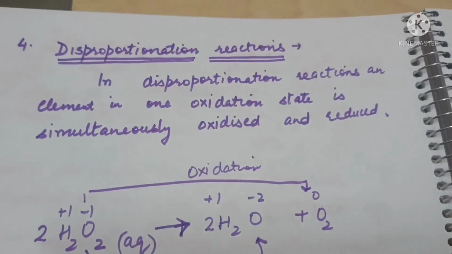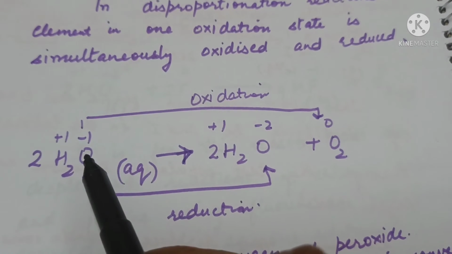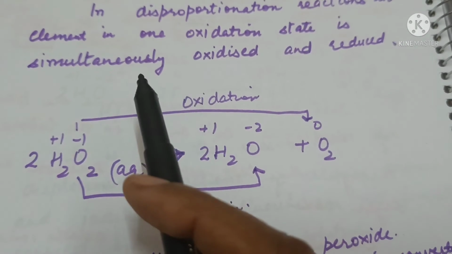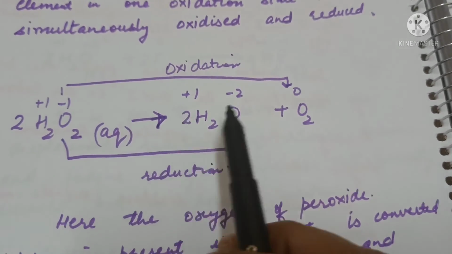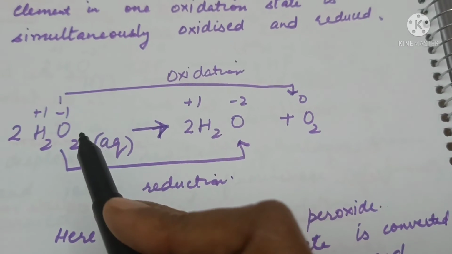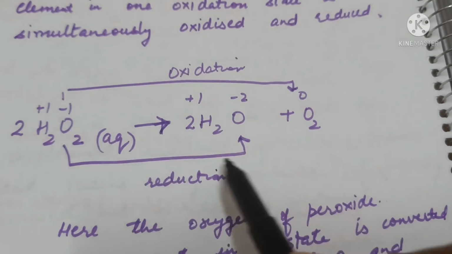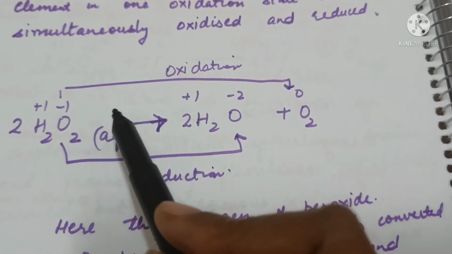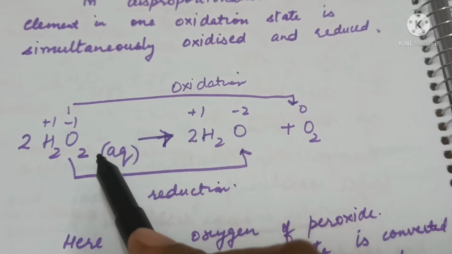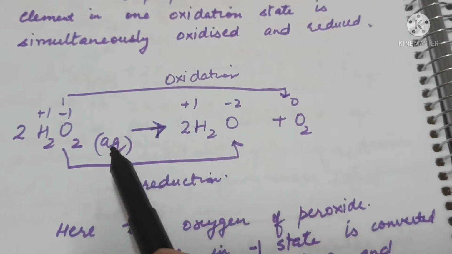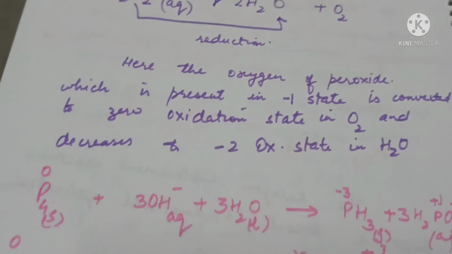The fourth category of reactions is disproportionation reaction. In a disproportionation reaction, an element in one oxidation state is simultaneously oxidized and reduced. For example, when hydrogen peroxide decomposes it forms water and oxygen. So oxygen from -1 oxidation state decreases its oxidation number to -2. This is reduction, and simultaneously it increases its oxidation number from -1 to 0. This is oxidation. So the same element, oxygen, is being oxidized as well as reduced. This kind of reaction is called a disproportionation reaction.